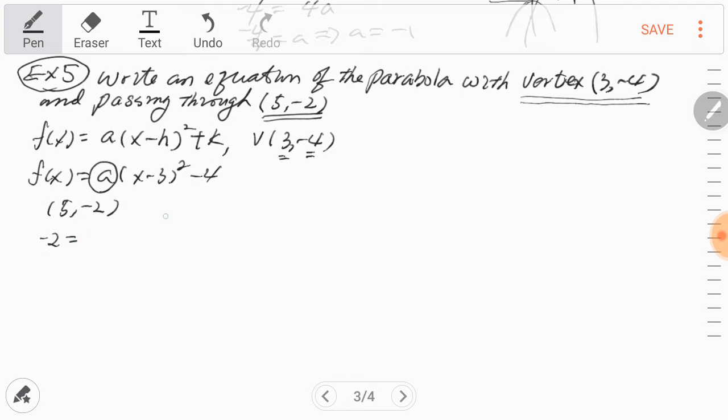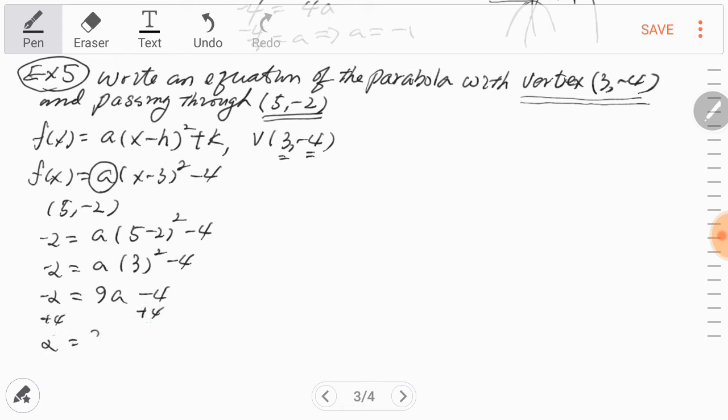X is 5, so 5 minus 3 squared minus 4. Then -2 is equal to a times 3 squared minus 4. So -2 equals 9a minus 4, and plus 4 each side, so 2 equals 9a. So from here, a is equal to, divide each side by 9, so 2 over 9. So we got this a value.